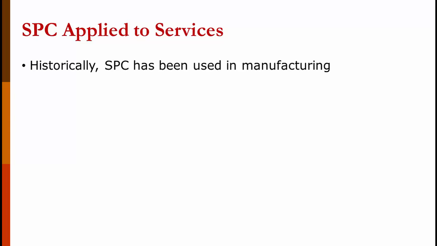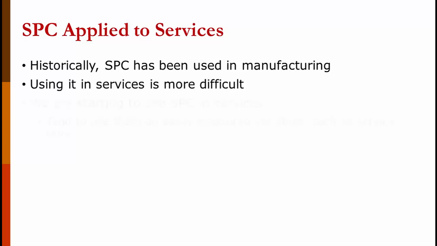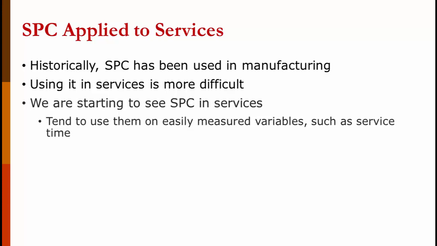Statistical process control was developed for manufacturing and has historically been used primarily in manufacturing. It is starting to migrate to services. However, it's hard to use it in services on things that matter the most. Think about a restaurant. The thing that matters most to the customers: does the food taste good? That's not something you can measure.